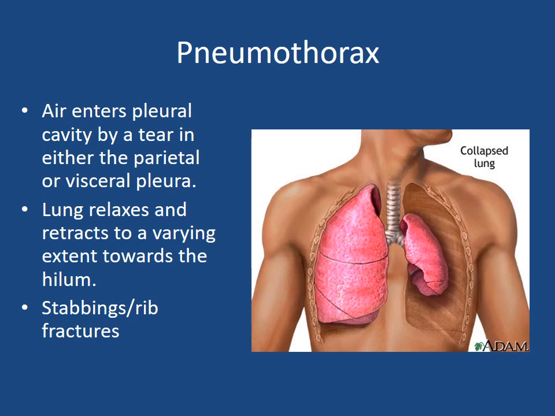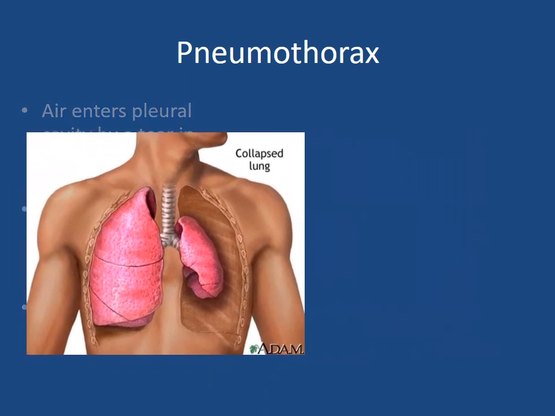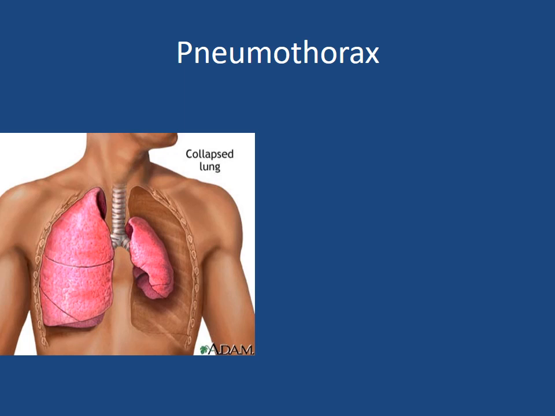When there's a tear in the pleura of the lungs, then air can get into that cavity, and so the pressure of the air can build up in that cavity. When this happens, the lung then relaxes back and moves towards the middle of the chest, what's called the hilum. The hilum of the lungs is the part of the lungs that actually faces the middle of the chest.